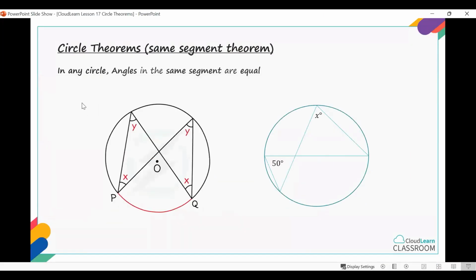Okay, so here we have a better drawing. In any circle, any angle is called in the same segment. Do you remember the word segment that we learned earlier? They're angles that are cut by a chord.